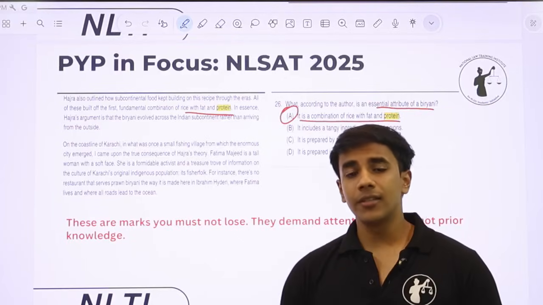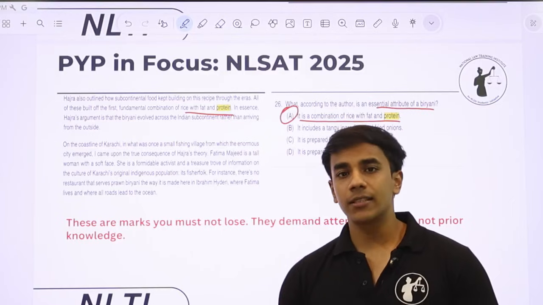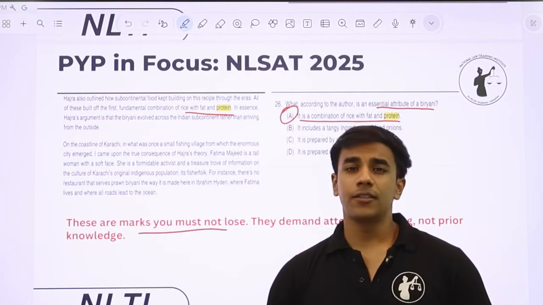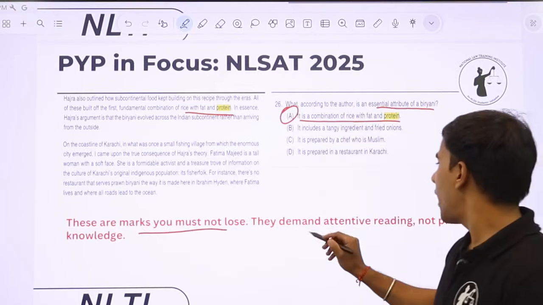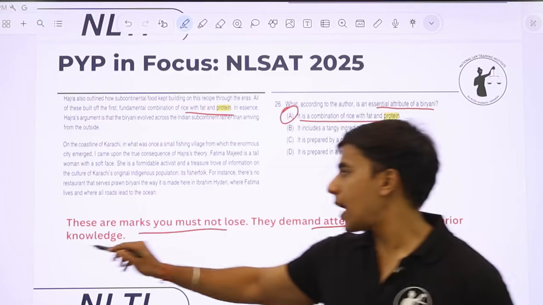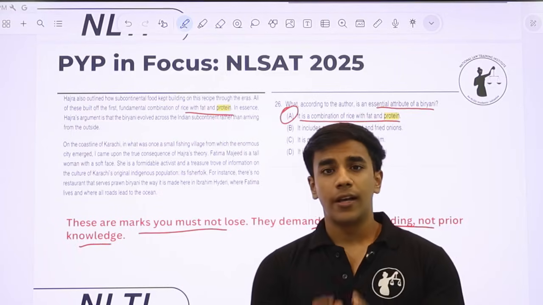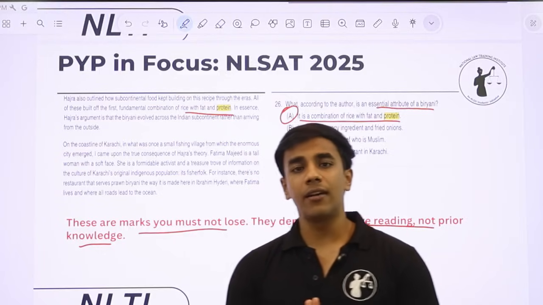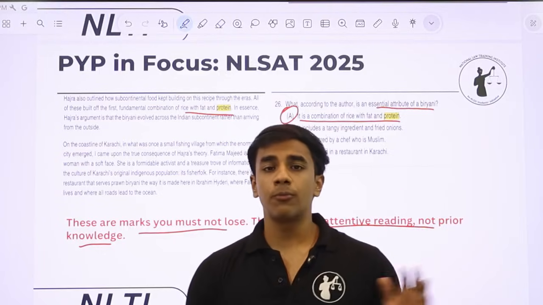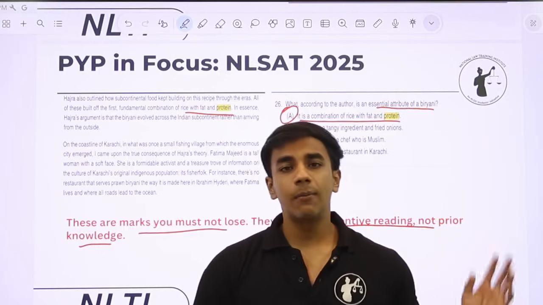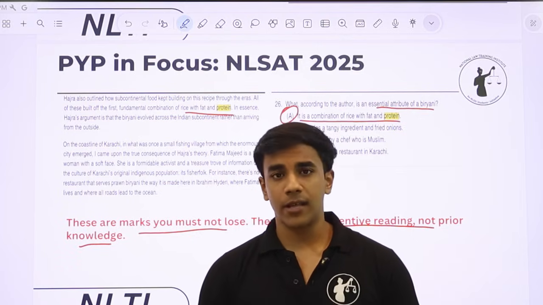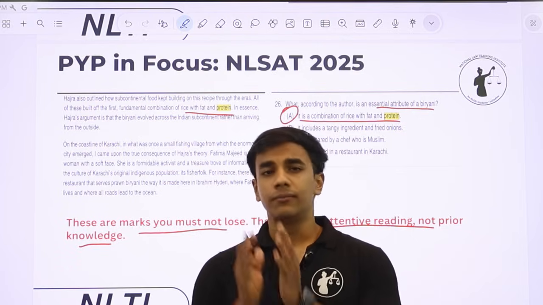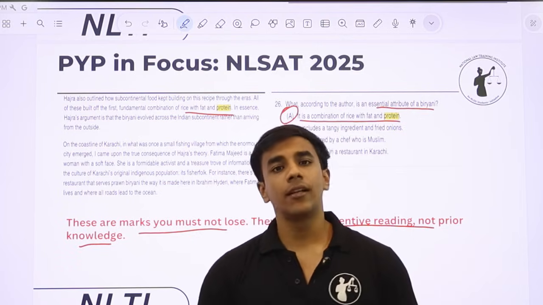So these are the questions that are directly from the passage, directly text-based questions. These are the marks you must not lose. They demand attentive reading and not prior knowledge. All you have to do is read the passage very properly. You have to be very attentive while reading the passage, and almost 20% of the questions will be like these, directly asked from the passage. तो आपको बिल्कुल ना ही दिमाग लगाना है, ना ही external knowledge use करनी है.